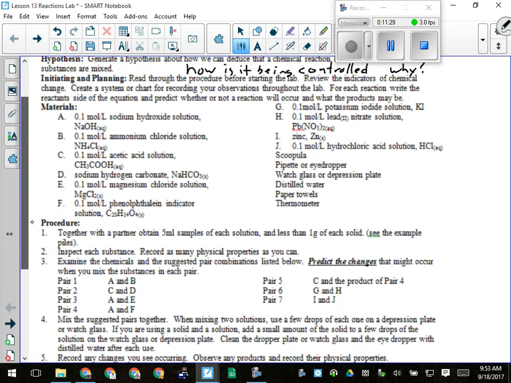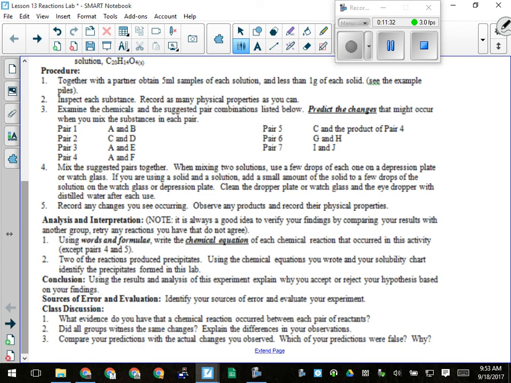For the analysis questions, obviously you can't do this until we've actually done the lab, so don't try to do it until we've actually done the lab. Using words and formulae, write out the chemical equation of each chemical reaction that occurred in this activity. So that means write it out in formula form, write it out in words, balance it. Identify the reaction type. That's what we want to do for question number 1. So you'll have 7 of them.